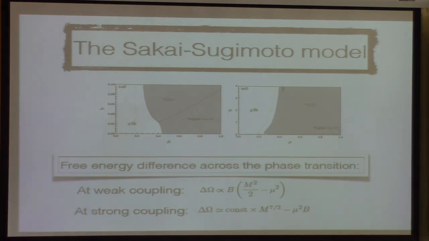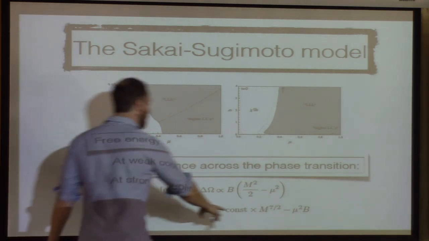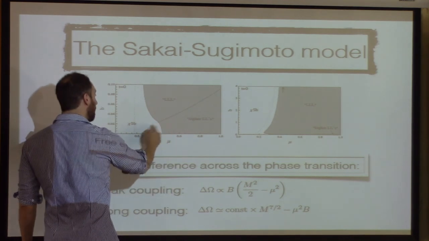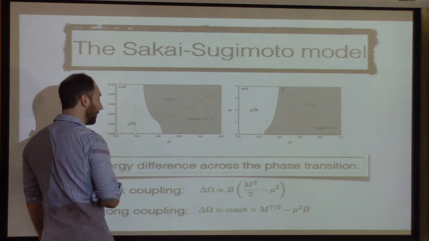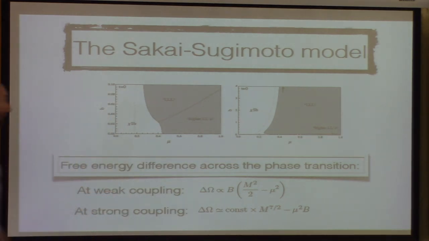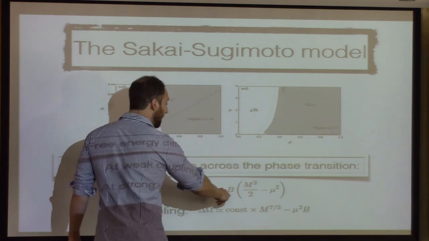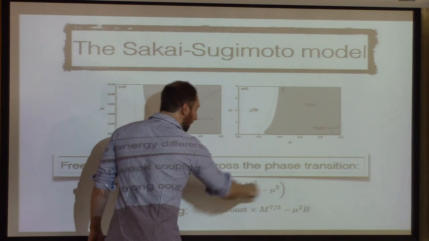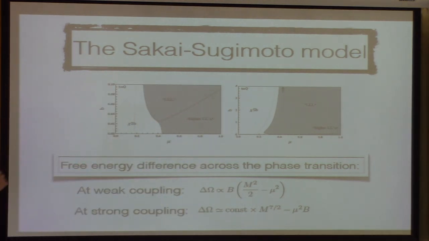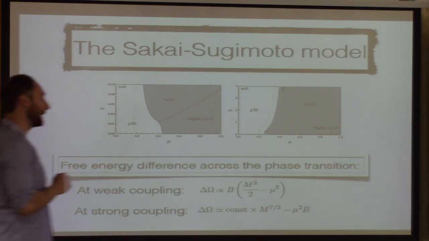I don't have time to go into the details. But essentially, one can understand this by looking at the change in the free energy as you go across this phase transition. At weak coupling, there's simply a term that looks like this, B m squared over 2 minus mu squared. And this gives you exactly what you would expect from chiral symmetry breaking, the catalysis of chiral symmetry breaking from the magnetic field.